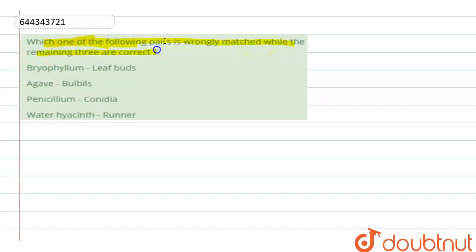Hello students, the question says, which one of the following pairs is wrongly matched while the remaining three are correct? Okay, so let's go option by option. The first option is bryophyllum. Bryophyllum is matched with leaf buds, which is correct because it produces vegetative buds on its leaves.